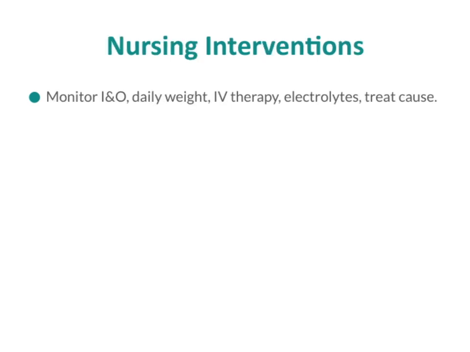When we talk about nursing interventions, there are a few key actions we focus on. Monitoring intake and output helps us keep track of the body's balance. Daily weight checks give us clues about fluid shifts. Managing IV therapy and electrolytes is crucial to maintaining stability. And of course, we always aim to treat the underlying cause, not just the symptoms. These steps work together to support the patient's recovery.